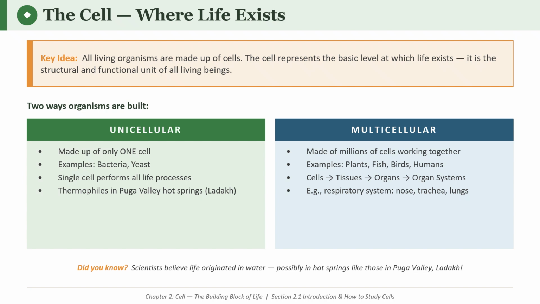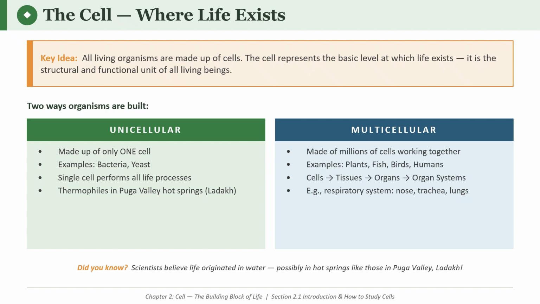Let's start with the topic today, the cell. What is a cell, children? The cell is the basic unit of life. All living organisms are made up of cells. We can say a cell is the smallest unit capable of performing all life processes. It is the structural and functional unit of life, because it has a proper structure and also performs so many functions.